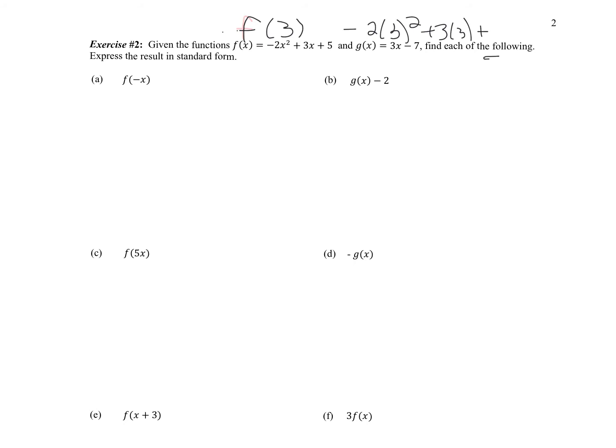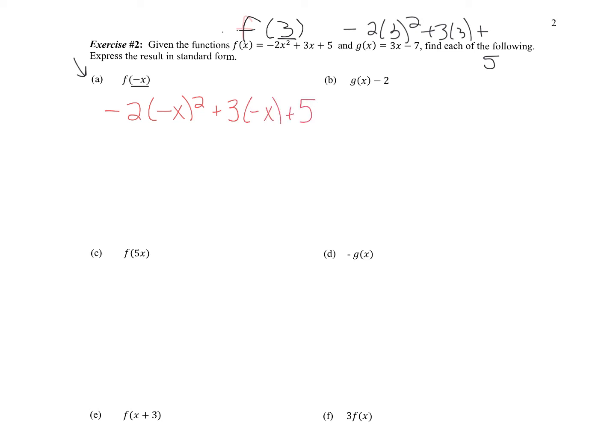And I can't write the 5, so we're putting it down here. There's something on my screen that's in the way. So that idea, and then we'd simplify or we'd evaluate and we'd get one number. Now here on letter A, we're not plugging in a 3, we're plugging in a -x. And in general, whatever is in parentheses, we plug in for x. So writing this out, this would give me -2 times -x squared plus 3 times -x plus 5.